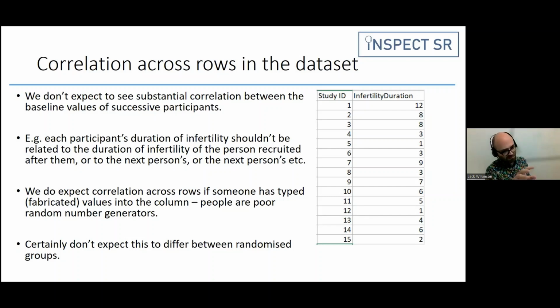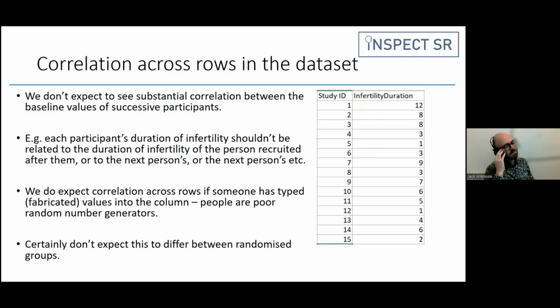In my example on the right, this is just the first 15 rows from a data set. We shouldn't expect to see any correlation between successive values as we move down the rows. But we do expect to see some sort of correlation across rows if someone has made up values and just sat down and typed a column of values. That's because people are quite poor random number generators, so there tend to be dependencies in subsequent values.